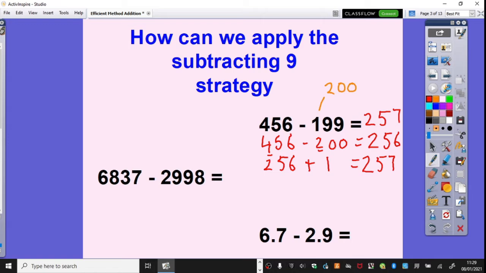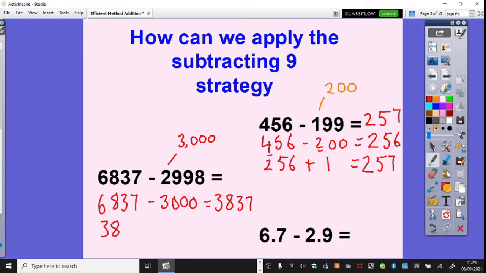Okay, looking over here then, we've got 6,837 take away 2,998. This is obviously very close to 3,000. So we're going to take our 6,837 and subtract 3,000 from it, so 3 thousands from the thousands column leaves us with 3,837. However, we have taken away two too many, so with our 3,837 we're going to need to add 2 back on, which gives us 3,839. I'll put that in there as well.